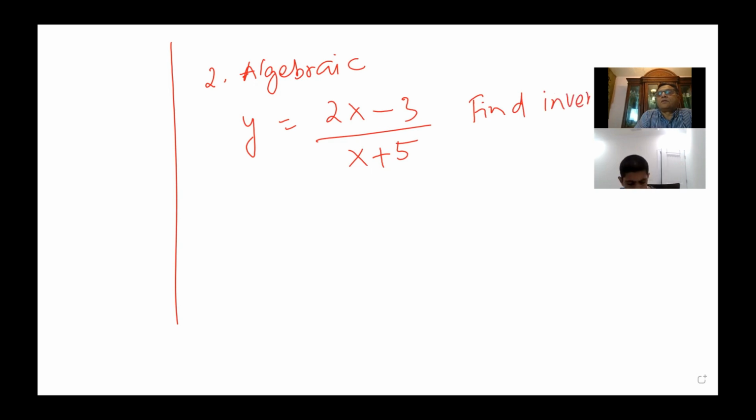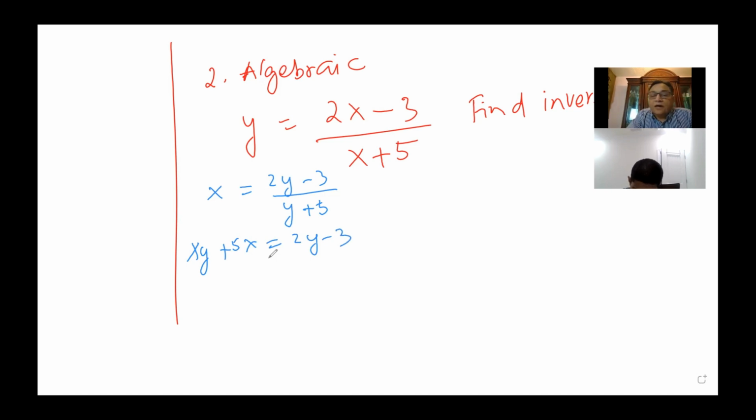So first you multiply each side by x. First, you want to write x and y and then isolate, right? Let me swap x and y. So first we'll swap. So x equals 2y minus 3 over y plus 5. And now you will do what you said. x times y plus 5x equals 2y minus 3. We need to isolate y, correct?